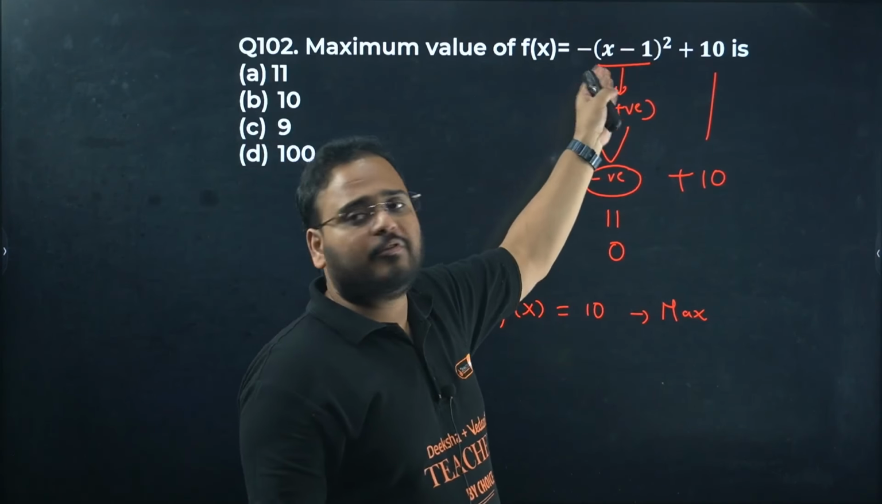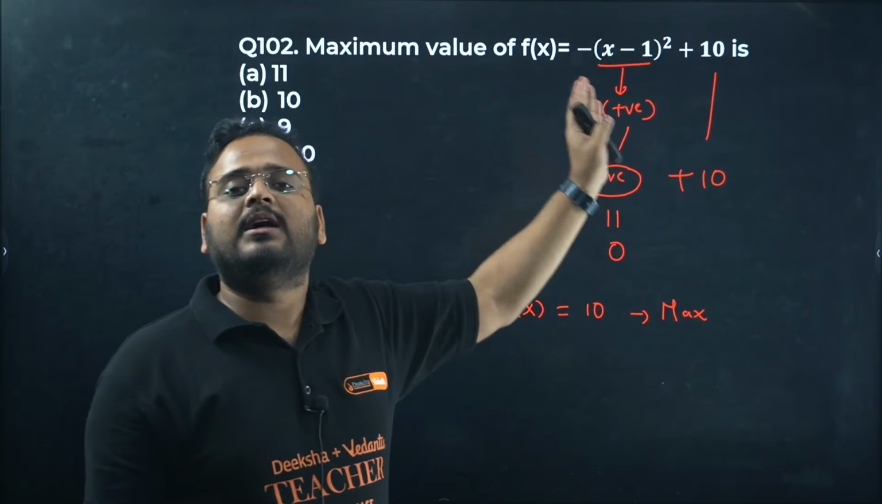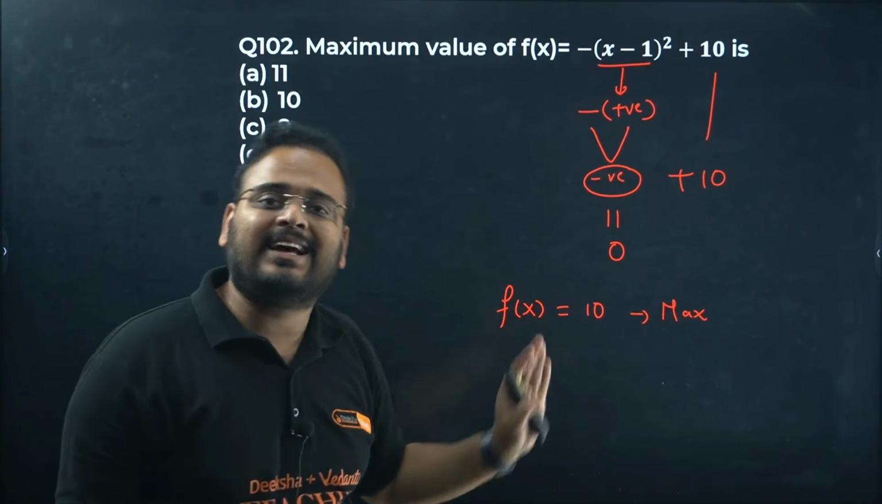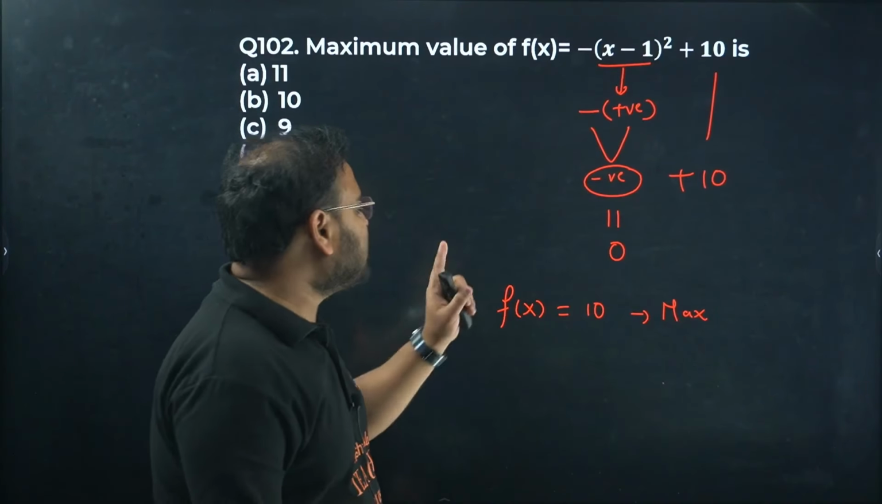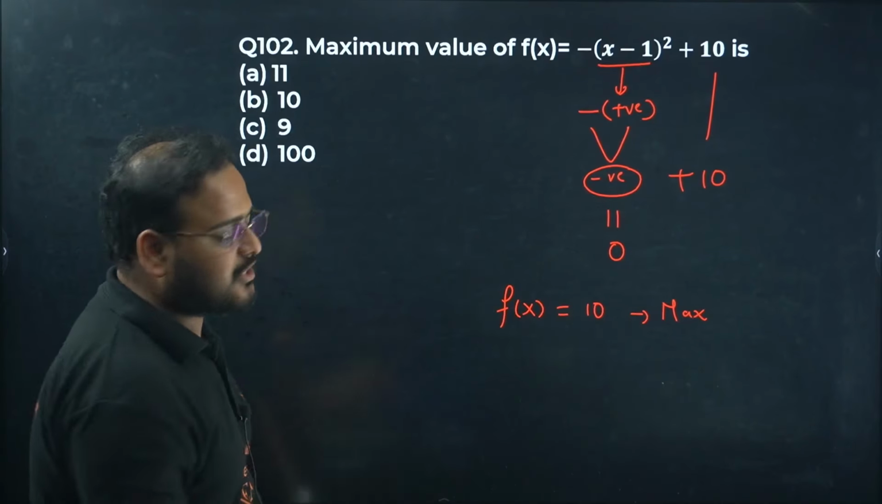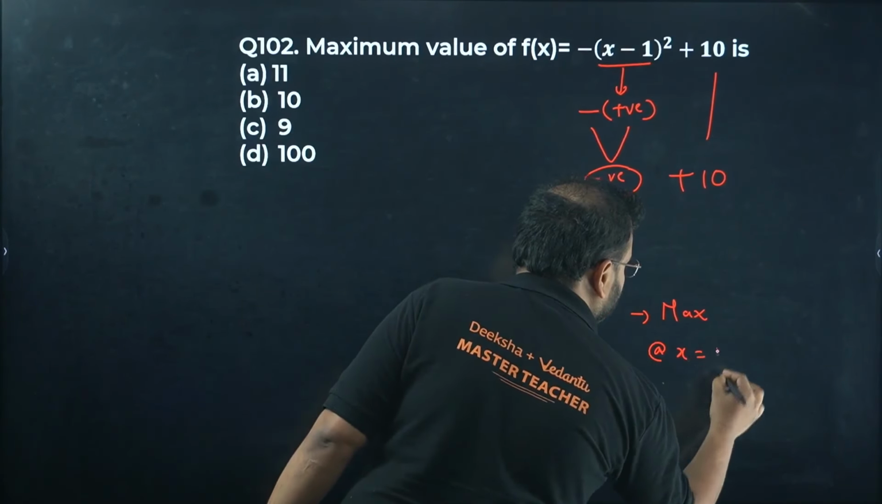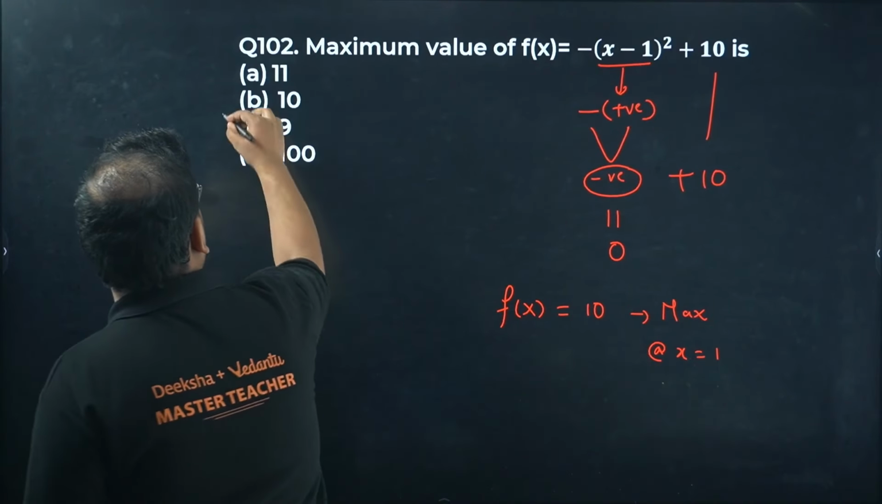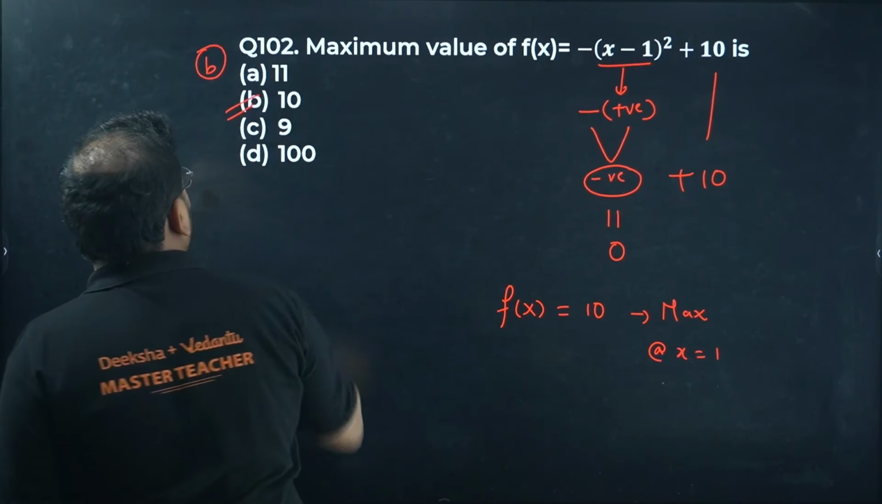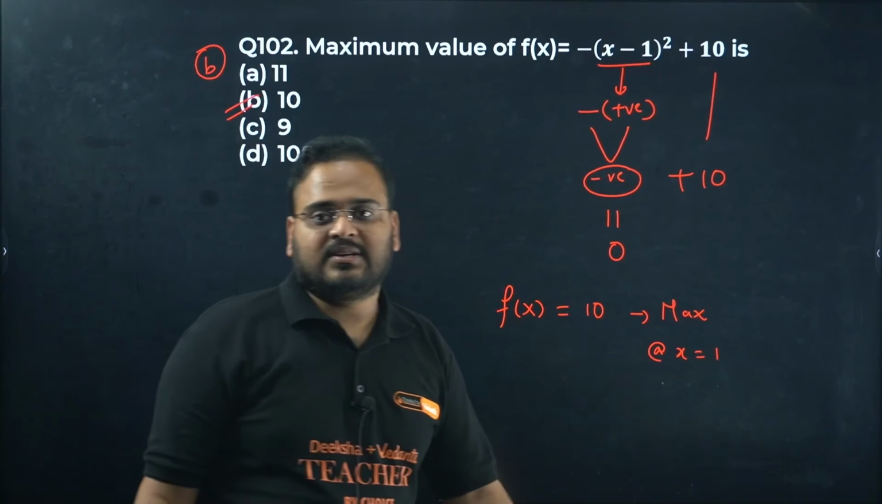Any other value you put except for x equals 1, the value of f of x will be less than 10. It means the maxima is occurring at x equals 1. So the answer is B. Answer is B.